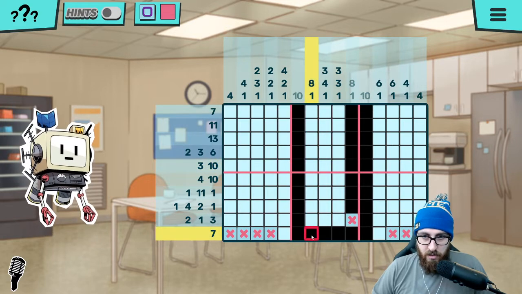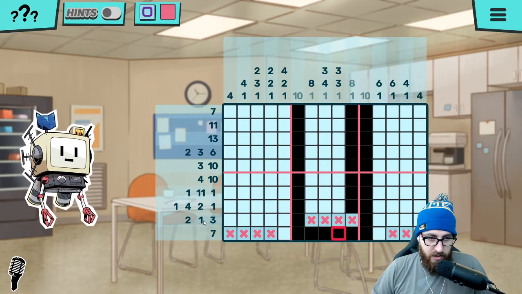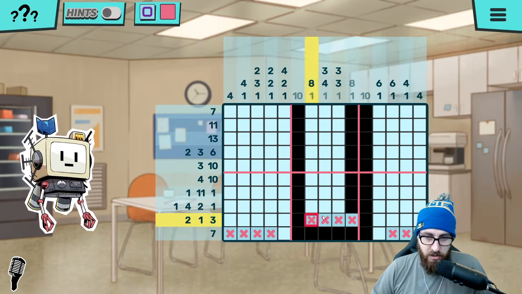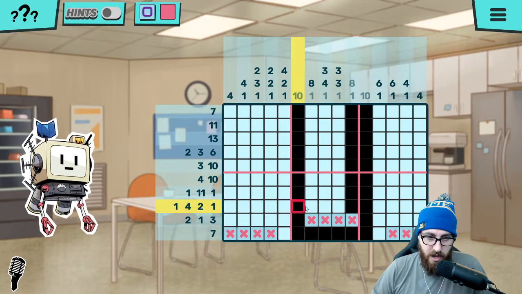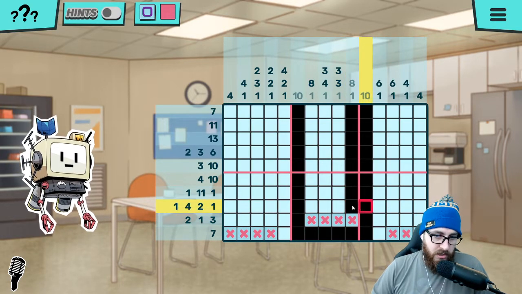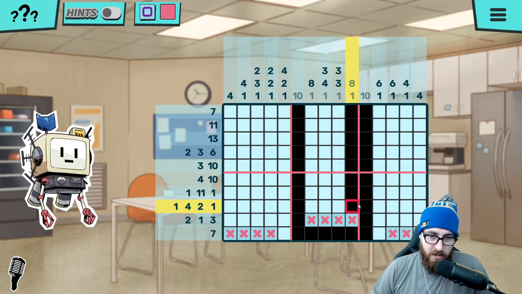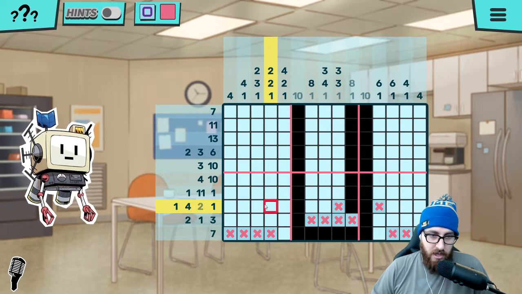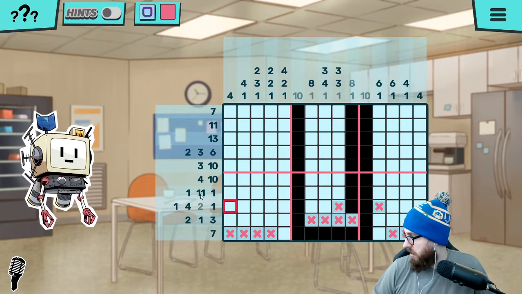Okay, so this is 111, so we know that's the case. This is going to be a 213. We don't have a guarantee there. A 142, so this can't be the 1. So the 1 has to come after the 2. So this is going to be the 2, so we can wrap around that.